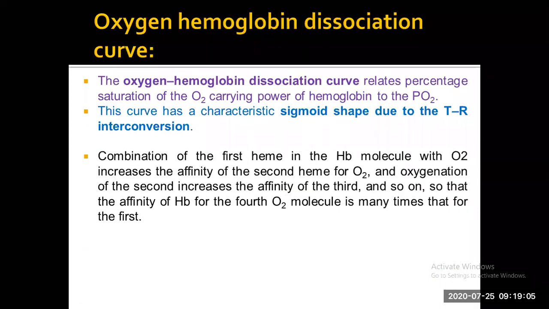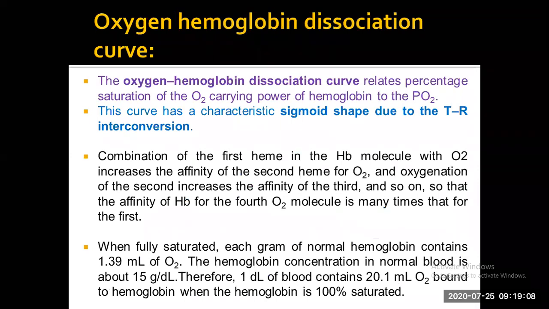Now, the relationship of oxygen and hemoglobin dissociation. As we know, hemoglobin binds to oxygen, so there will be a dissociation curve because this oxygen has to be removed in your tissue. The oxygen-hemoglobin dissociation curve relates the percent saturation of the oxygen-carrying power of hemoglobin to the partial pressure of oxygen.